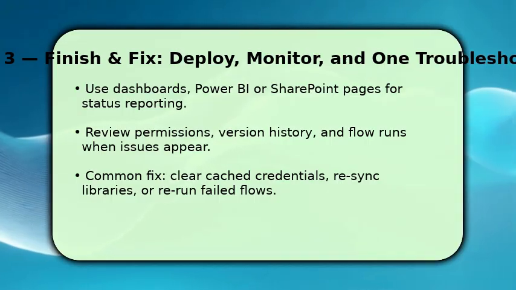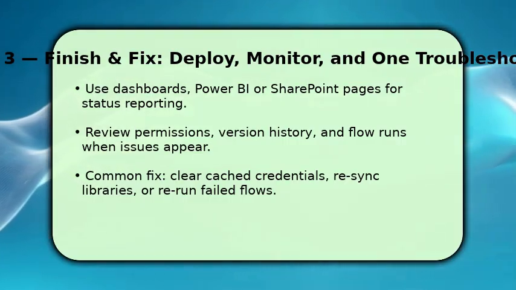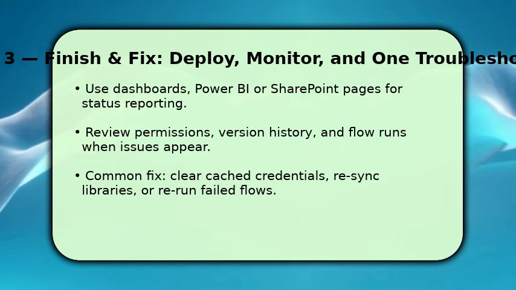If users report missing files or sync errors, check permissions first, then clear cached credentials and resync the OneDrive library. If automations fail, rerun or inspect the flow run history and adjust conditions. This single troubleshooting step resolves most issues quickly.